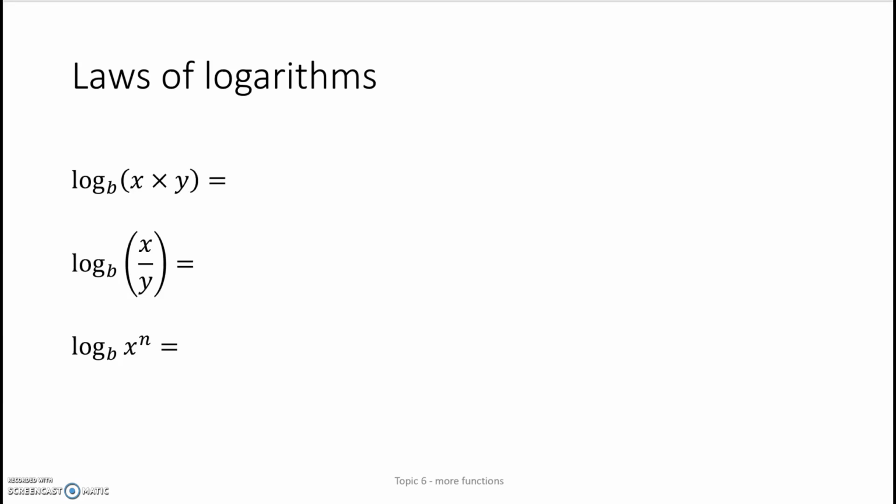The first rule is how we deal with multiplying logs. And the rule is that the answer is log to whatever base you're working with, x plus log to the base b of y. And that kind of makes sense when you think of the relationship between powers and logs. So if you've got x to the power of a times x to the power of b, the answer is x to the power of a plus b. It's kind of the same answer here.